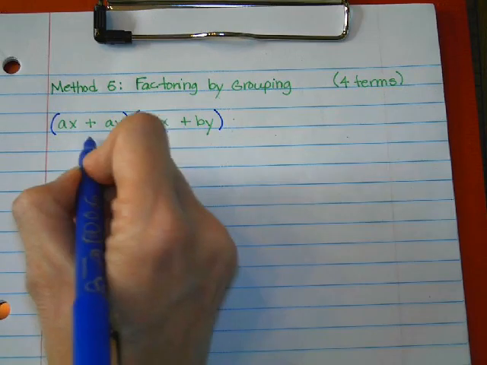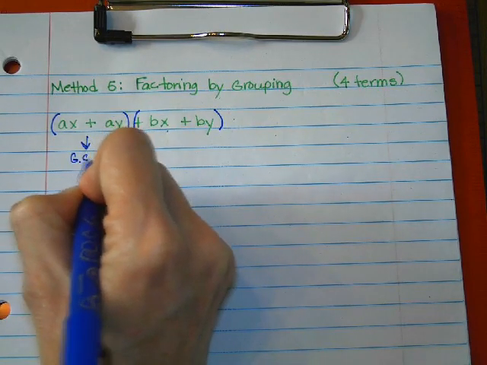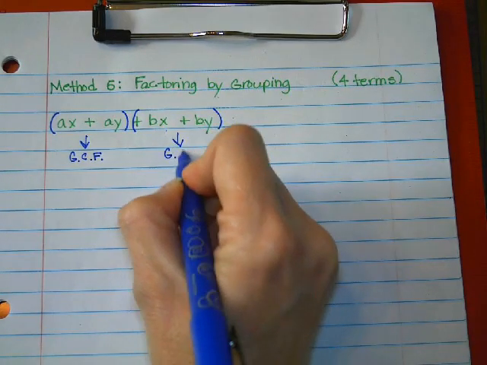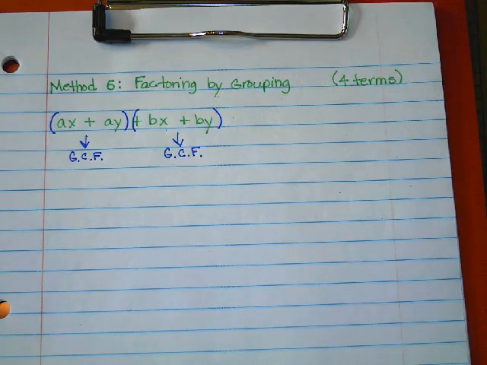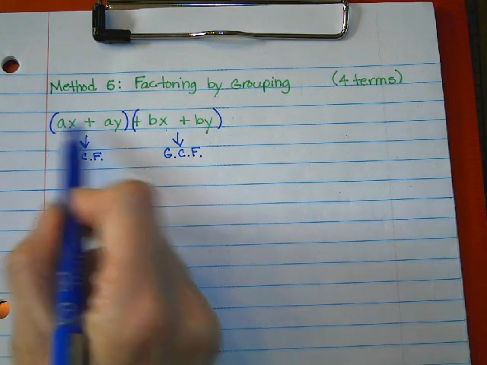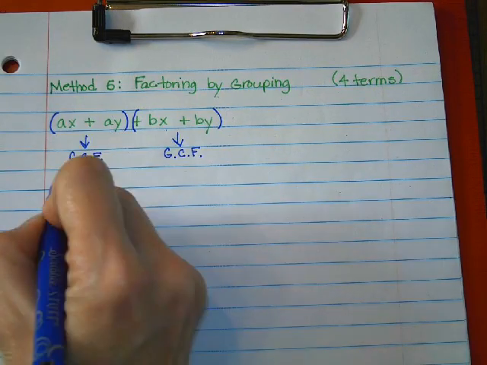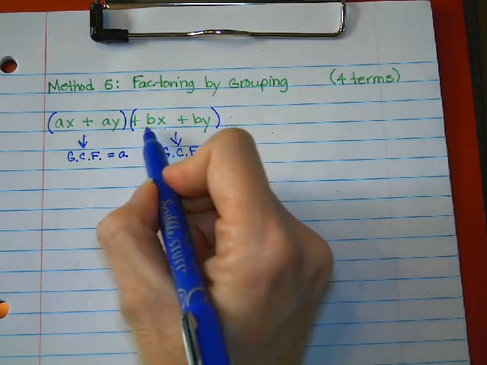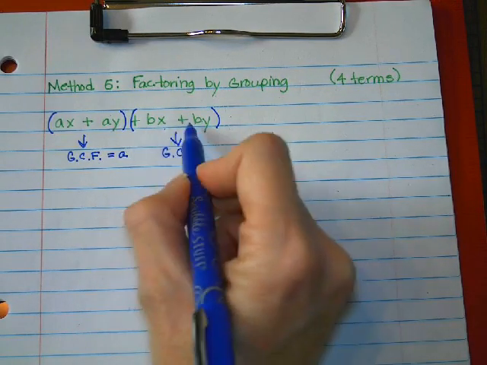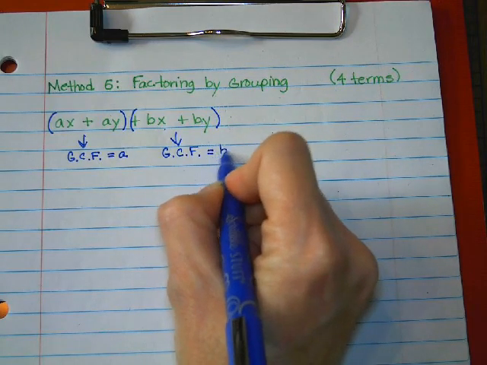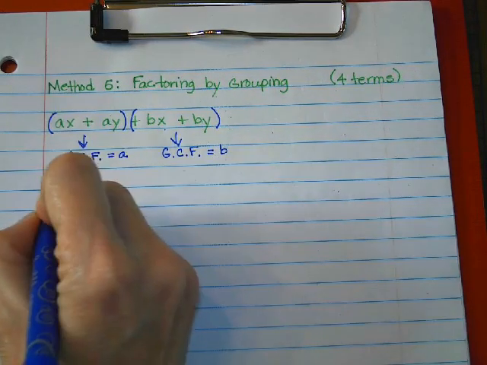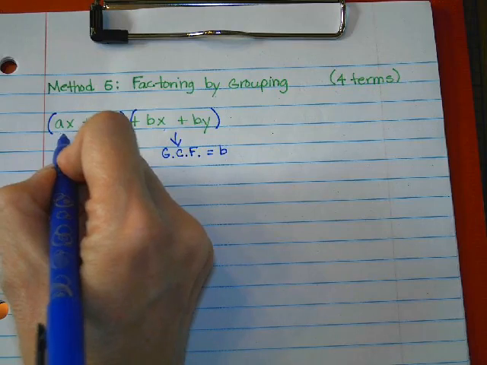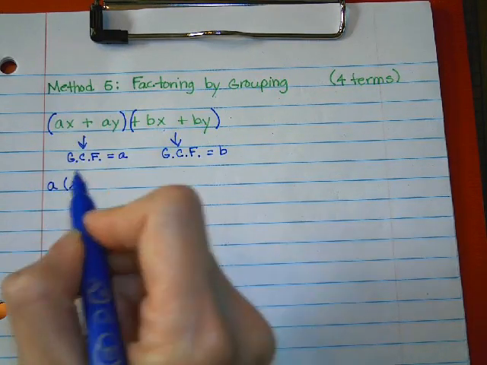So once we do this, we want to find the GCF of this set of parentheses. And then we want to find the GCF of this set of parentheses. So notice that in this first set, they both contain the variable a. So our greatest common factor for this first set would be a. Notice in the second set, they both contain a b, and both are positive b's. So then our GCF would be a positive b. So we're going to factor out that. So I factor out an a from the first set. I will divide ax divided by a, which is just x.